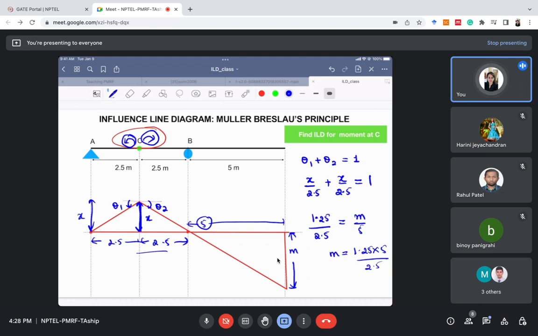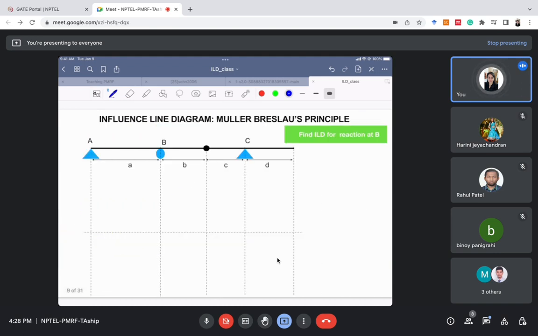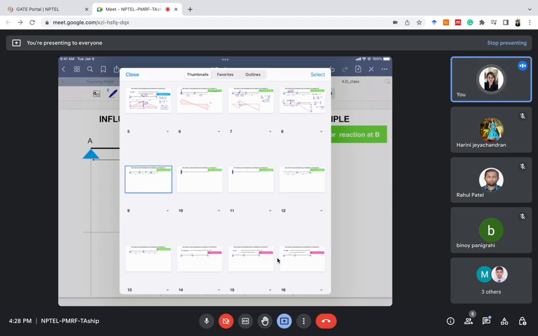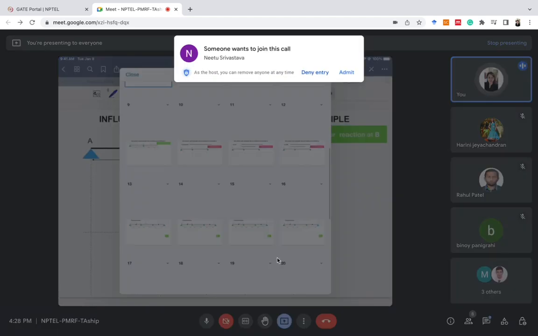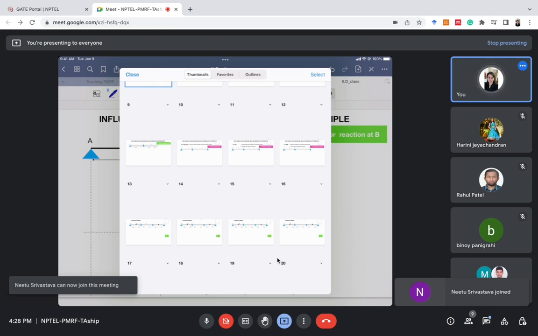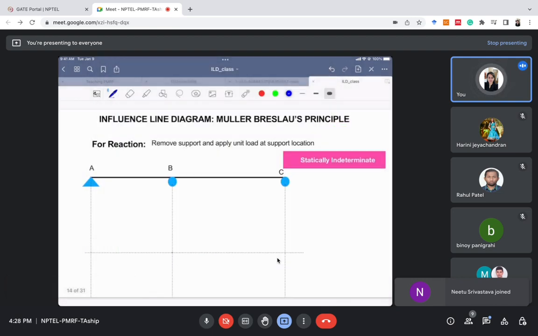We have done some example problems as well, but before doing other problems, let's move to GATE problems, because otherwise the time is less. If we are done with the GATE problems, we'll come back to these problems. But before the GATE problems, let's do the statically indeterminate topic as well.